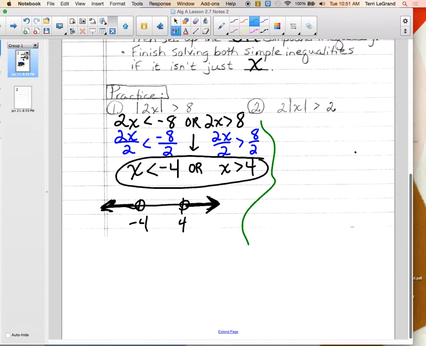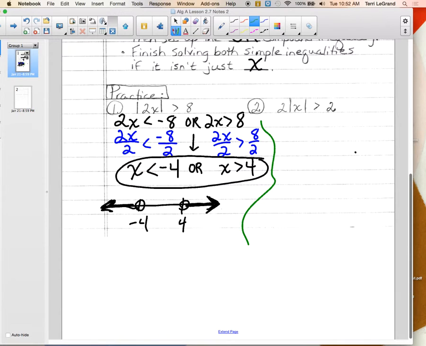That's the first question. Subtract 2? What's happening? Is the absolute value of x being added to 2, or is 2 being added to the absolute value of x? Because remember, subtracting would undo adding. Is that what's going on? 2 next to absolute value bars means multiplication. So what are we going to do to undo the multiplication? Divide. We need to divide by 2.